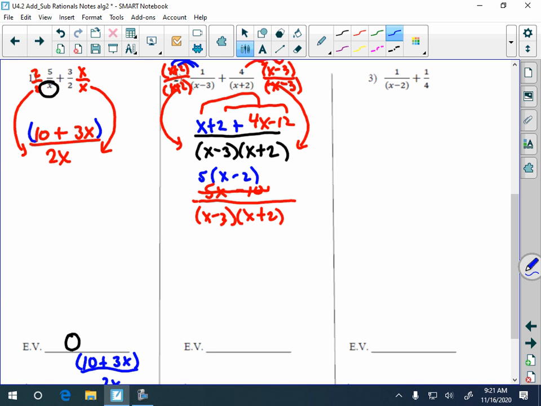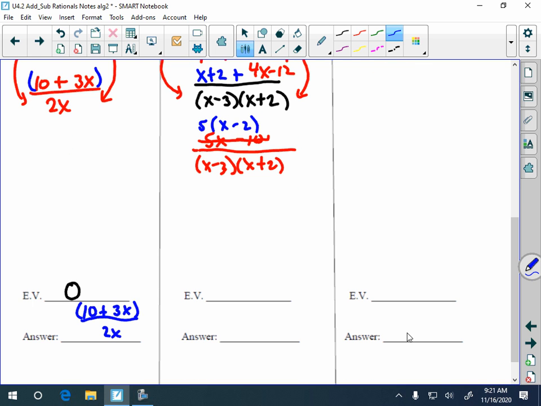Now I have an x minus 2 on top, but it's an x plus 2 on the bottom. Those are not the same, so you can't cancel them out. All right, so that's going to be my final answer. Nothing's going to cancel out, so I have 5 times x minus 2 over x minus 3 times x plus 2.